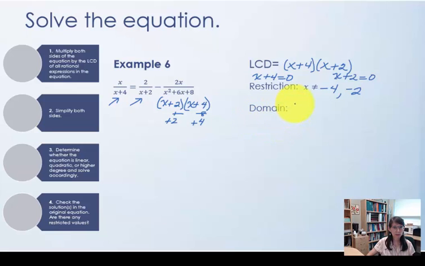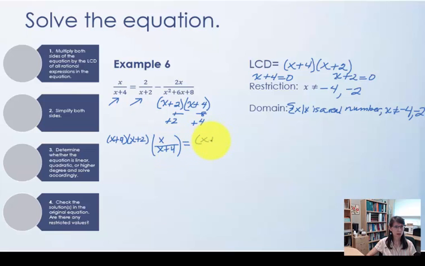So the domain would be the set of x such that x is a real number, but x cannot equal negative 4 or negative 2. So now we'll use the lowest common denominator and multiply every term in the equation, starting with x plus 4 times x plus 2. Our first term is x divided by x plus 4. That will be equal to our lowest common denominator multiplied by our next term, 2 over x plus 2.